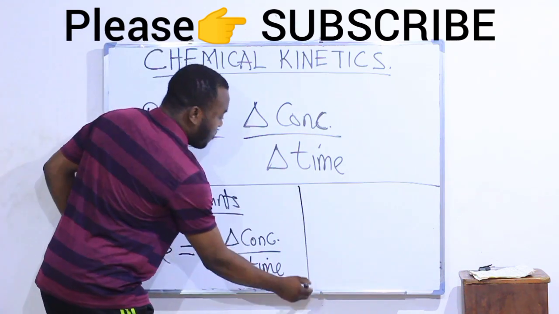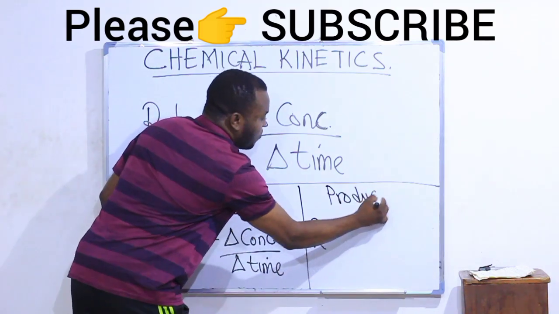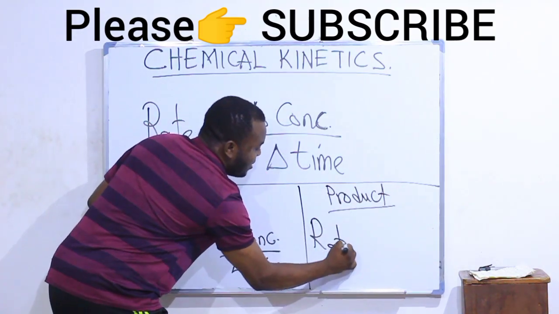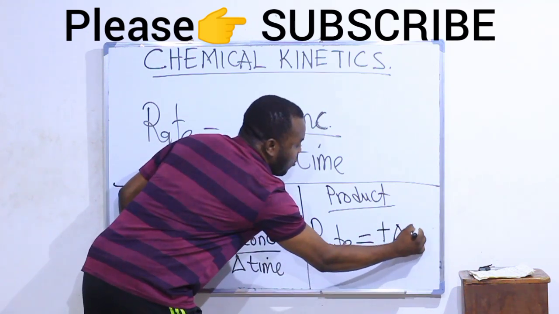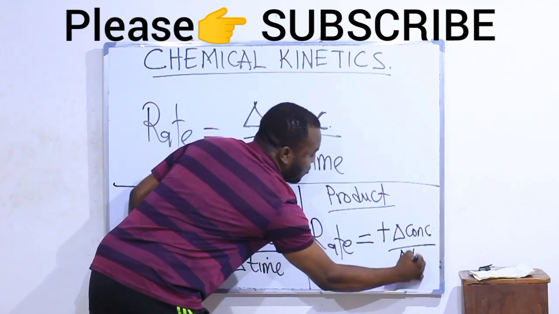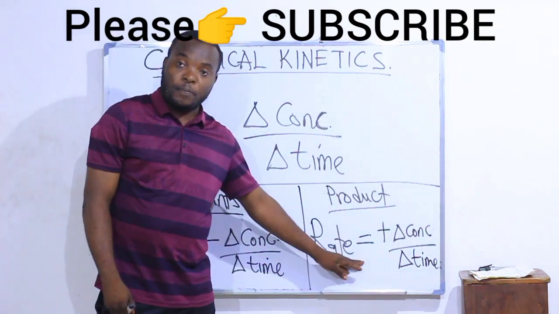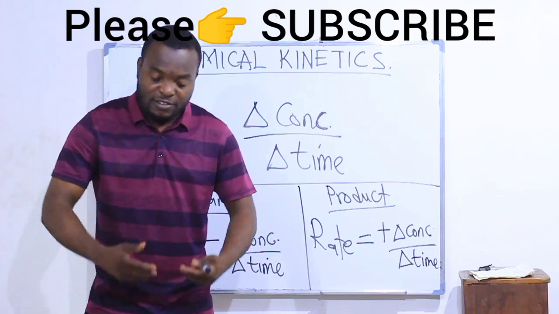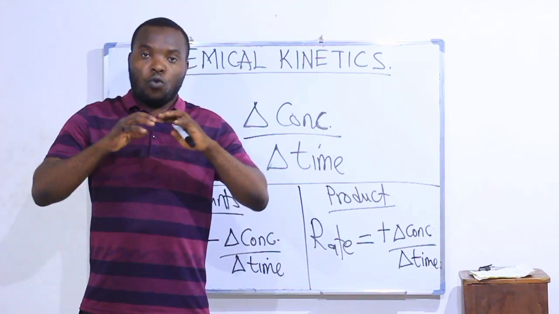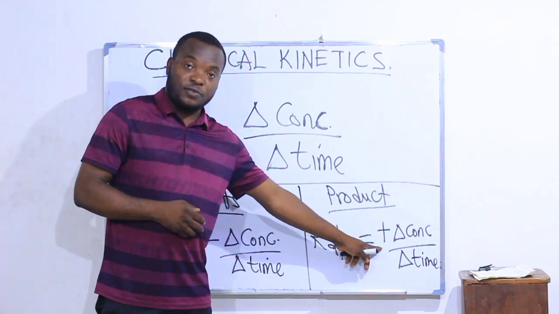But with respect to a product, the rate of a reaction is equal to a positive change in concentration all over change in time. So this is with respect to the product. It has a positive sign because as a chemical reaction goes on, the quantity of the product keeps increasing. And that is why it is positive.